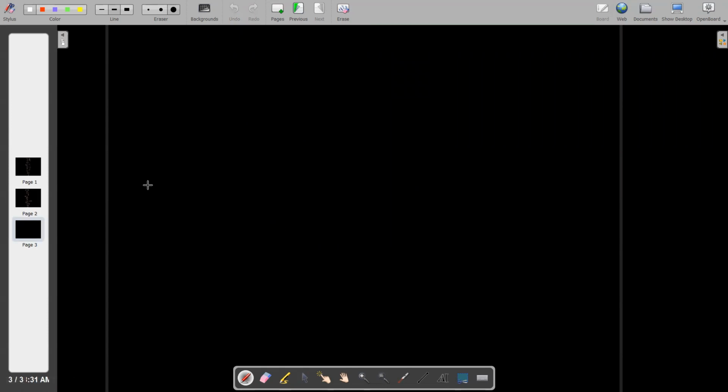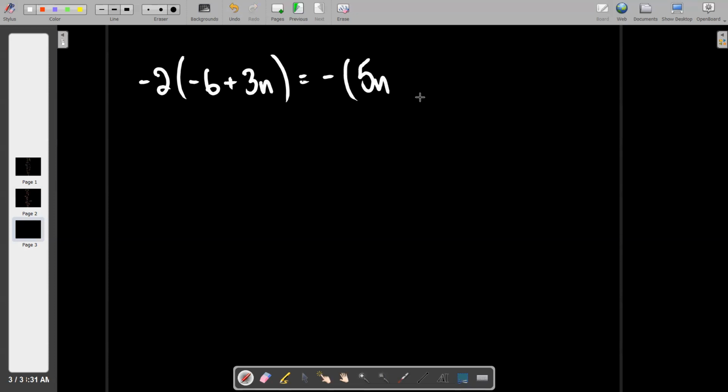Last row, we have -2 times the quantity of -6 plus 3n, closed quantity, equals, I know you're getting a little squirrely. I've long surpassed what science says is the amount of time I should expect you to sit and focus. I appreciate you. We're almost there, guys. And there it is.